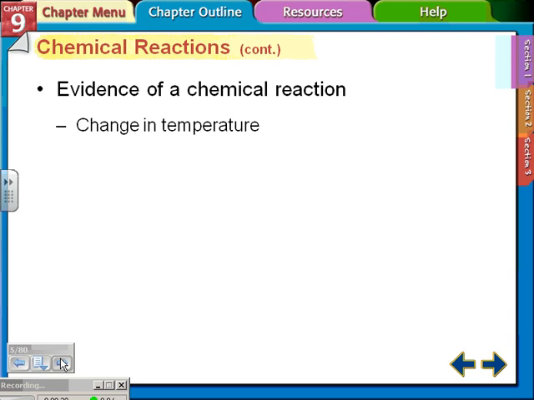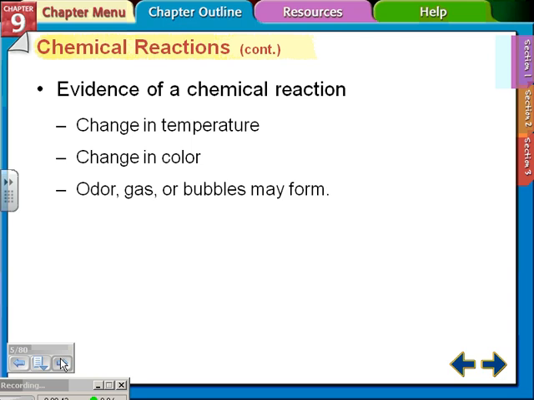All right, so what is the evidence that a chemical reaction has taken place? Things like a change in temperature, color change, sometimes there's a smell or gases are released. And also, this one is on your slide, but not on this one. It's the formation of what's called a precipitate, which is a solid that forms during a chemical reaction.